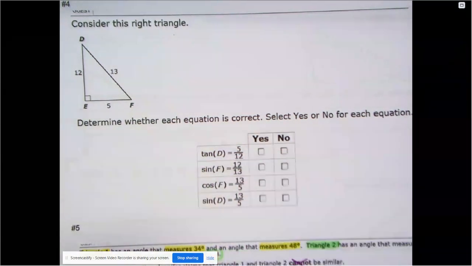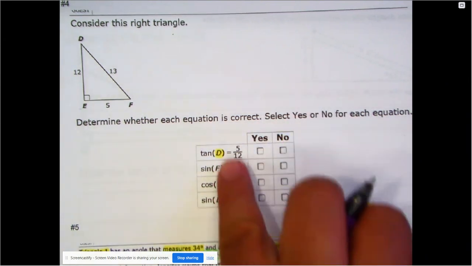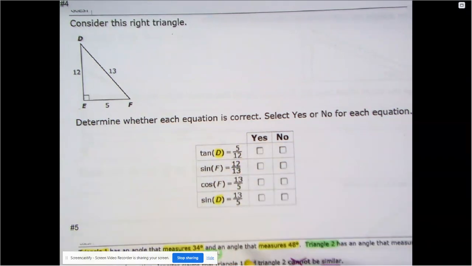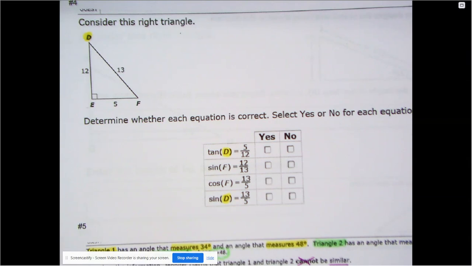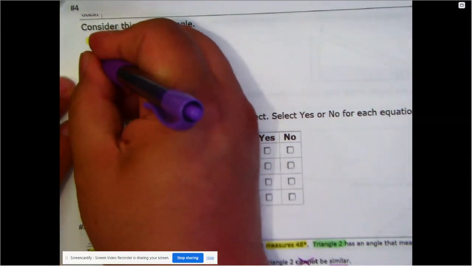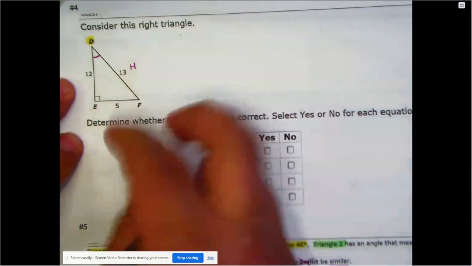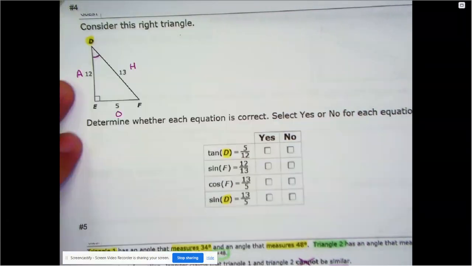The first one, though, starts with the letter D. That's going to be my angle. So I'm going to look. So that means I'm actually going to do these two problems first because I want to work with the letter D as my reference angle. So I'm going to mark it, which means this is the height. This is the opposite. There's my adjacent.